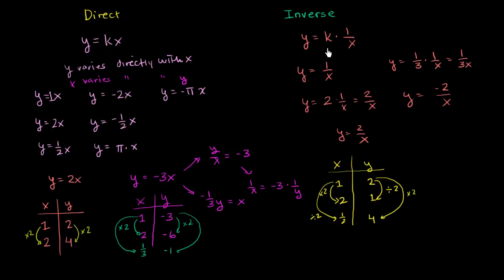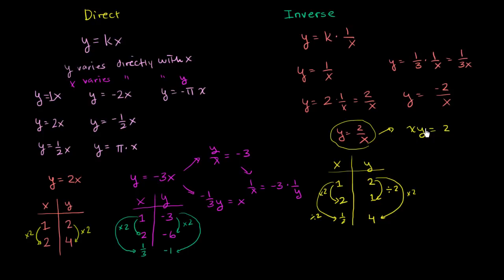And once again, it's not always neatly written for you like this. It can be rearranged in a bunch of different ways, but it would still be inverse variation as long as they're algebraically equivalent. So you could multiply both sides of this equation right here by x, and you would get xy is equal to 2. This is also inverse variation. You would get this exact same table over here.